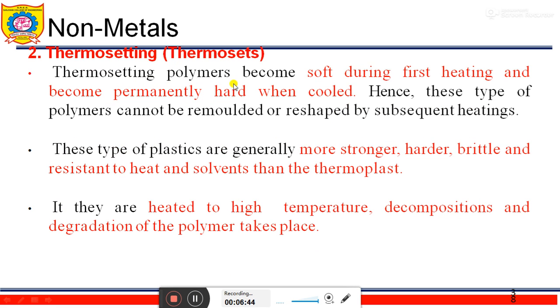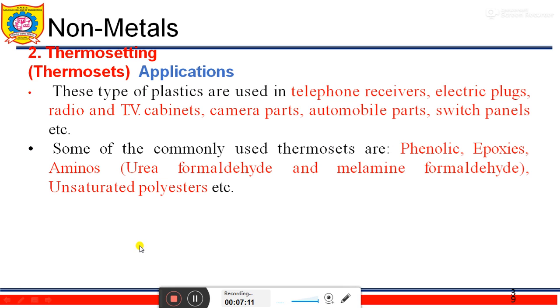Thermosetting plastic. Thermosetting polymers become soft during first heating and become permanently hard when cooled. This type of polymer cannot be remolded or reshaped by subsequent heating, so we cannot recycle it a number of times. This type of plastic is generally stronger, harder, brittle, and more resistant to heat and solvents than thermoplastic. If heated to a high temperature, decomposition and degradation of the polymer take place.